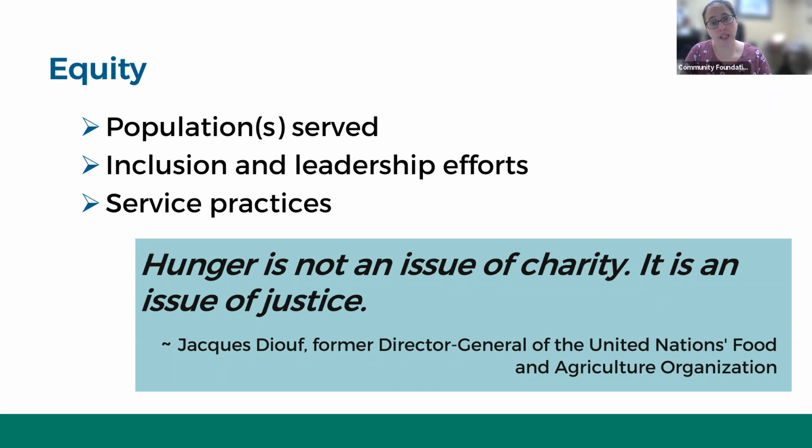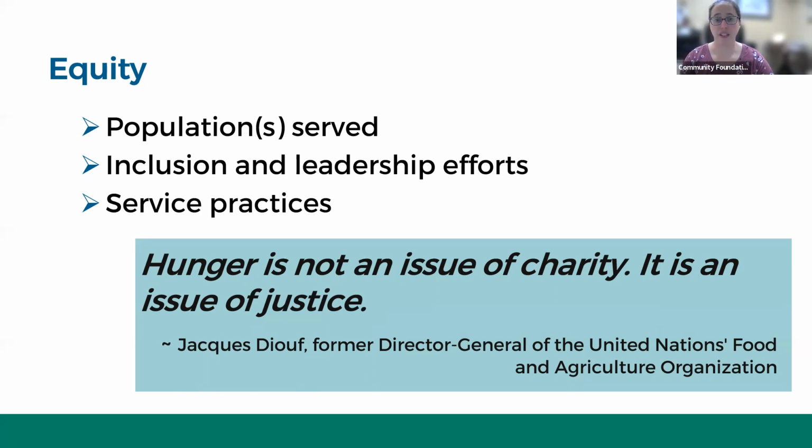Another way to look at equity is about inclusion and leadership efforts that your organization is doing. And this is that idea of nothing for me without me. So are you including your clients or people that you've served or people that are impacted by hunger within your leadership efforts? So are they part of advisory committees? Are they part of your frontline staff? Are they part of your board? Are they a part of any efforts to shape or inform the work that you're doing?